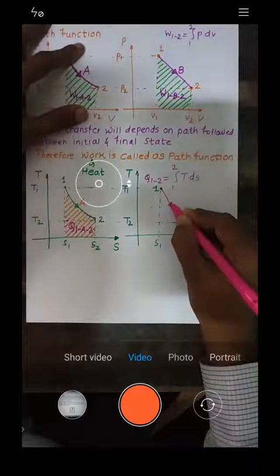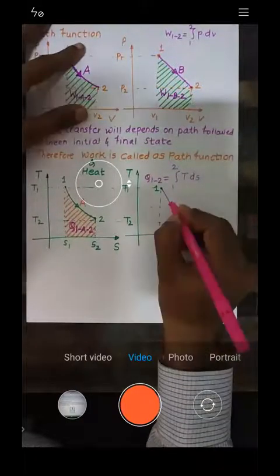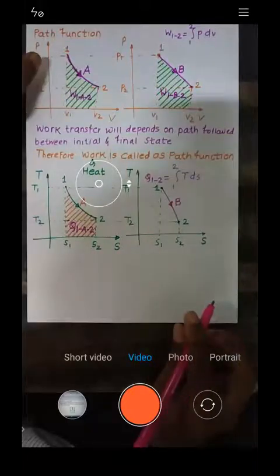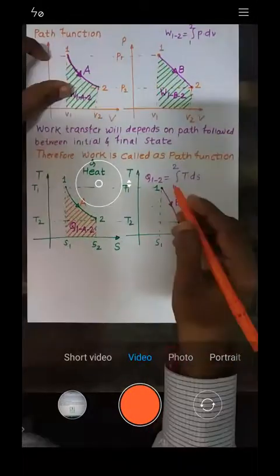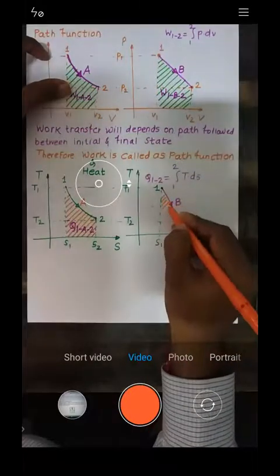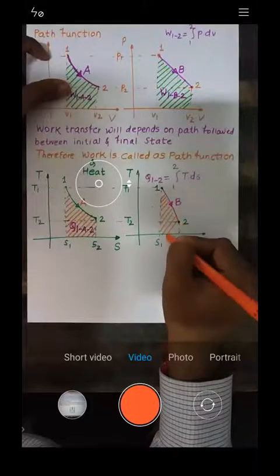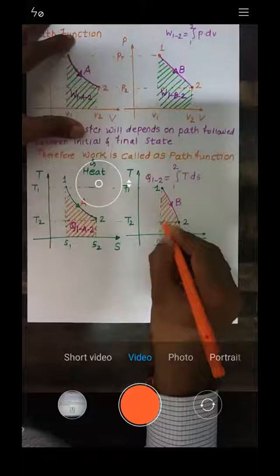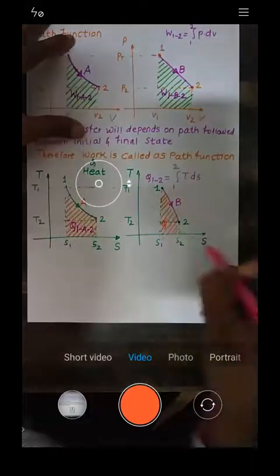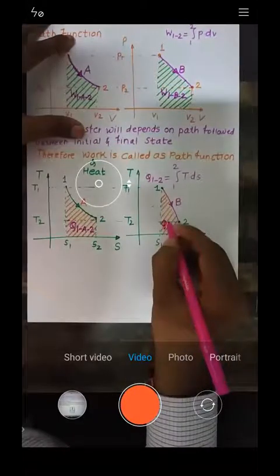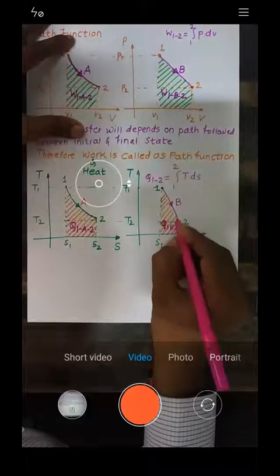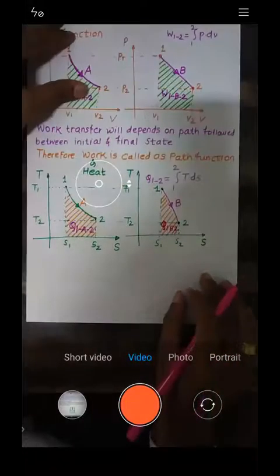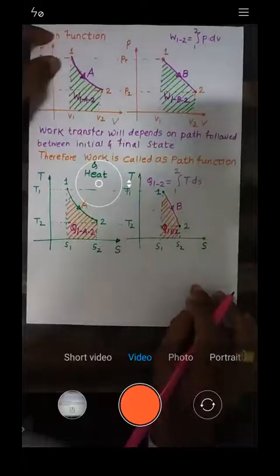Okay, and let the process be 1B2, right? Now what you will get? This is the area which is coming below 1B2. Let me call this Q, the heat transfer during 1B2. Is that okay? Yes or no? Is it okay or not? Yes, sir.